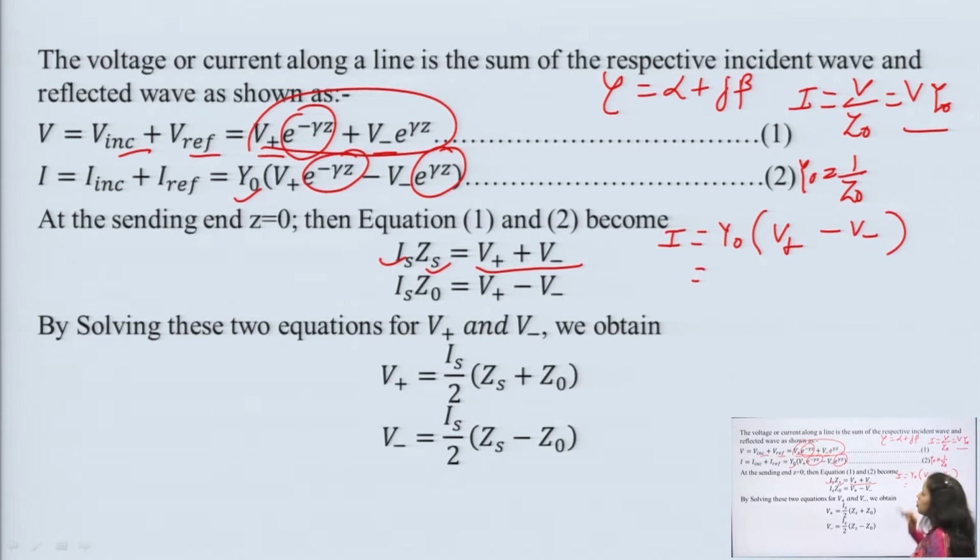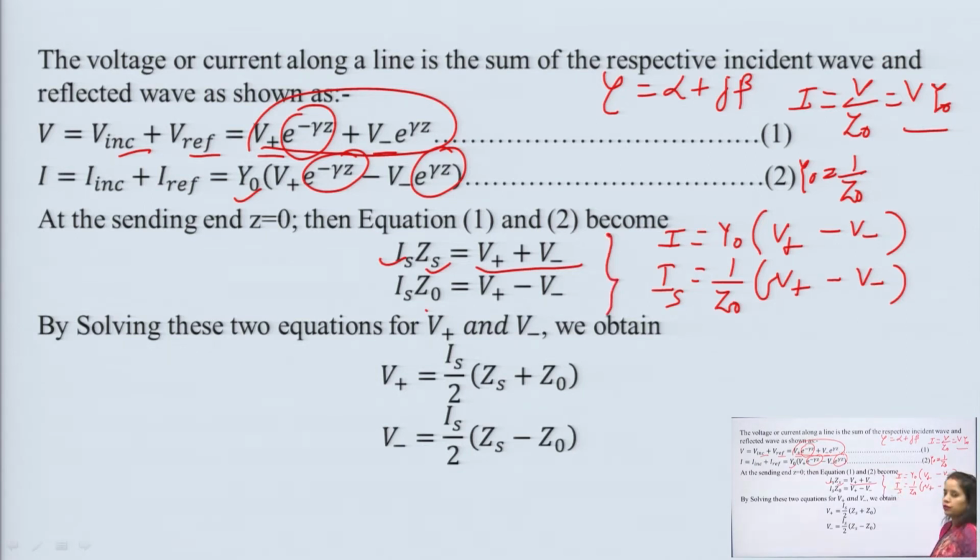In place of Y naught, we write 1 upon Z naught, times V plus minus V minus, and in place of I, considering the sending end, it is written as Is. So, Is into Z naught should be equal to V plus minus V minus. When we solve these two equations, we are able to get the values of V plus and V minus. I will solve one for you.